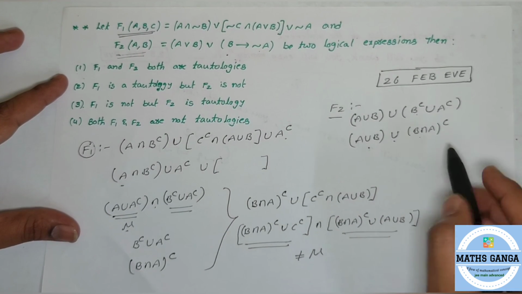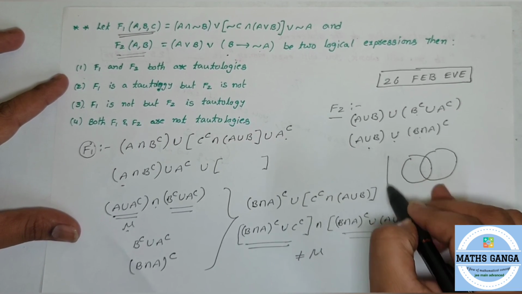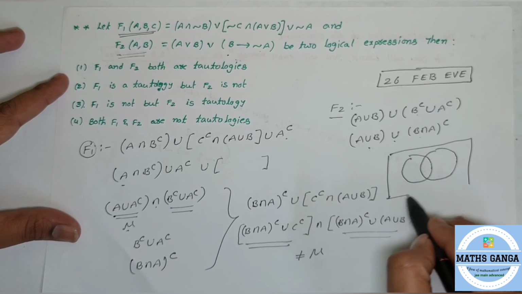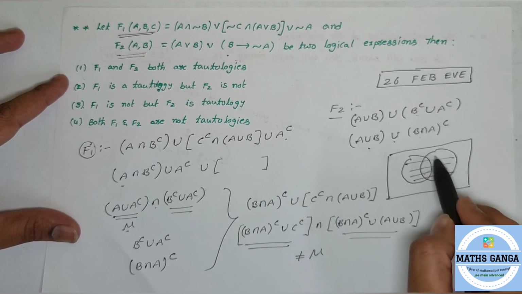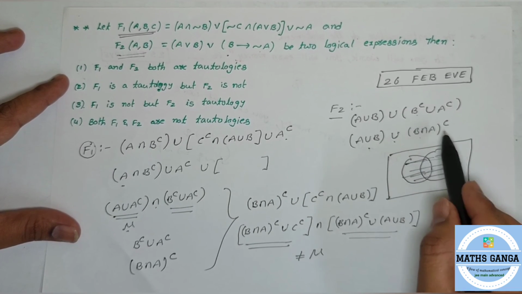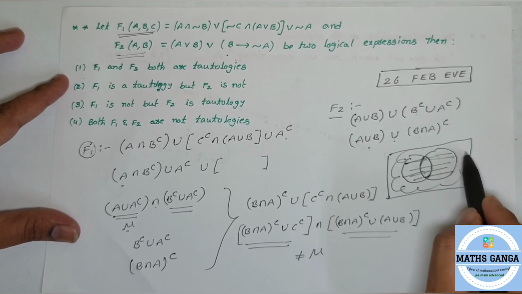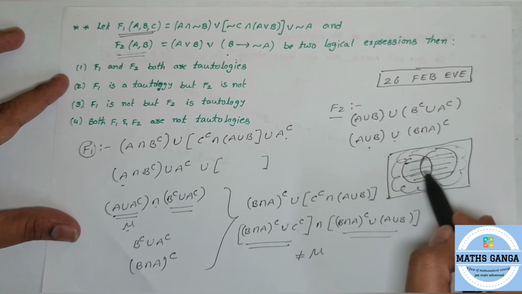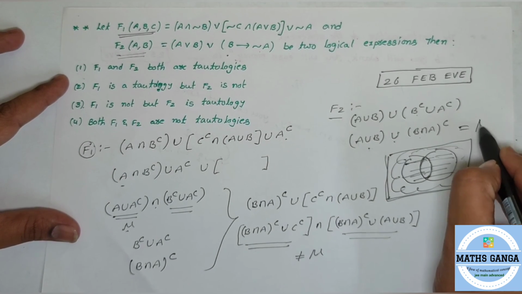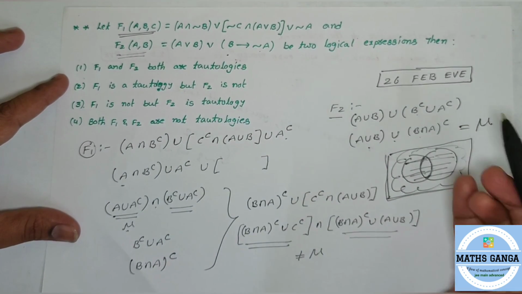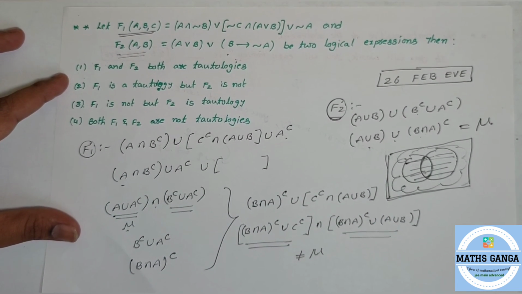When you think about the Venn diagram, this is for set A, this is for set B, and this rectangle is for the universal set. A union B means everything in A and B. Then B intersection A whole complement: this is B intersection A, and its complement means all this remaining region we also need to consider. The union of these two means everything in this box, which leads to the universal set. And the universal set means the statement is a tautology. So F2 is a tautology, whereas F1 is not.